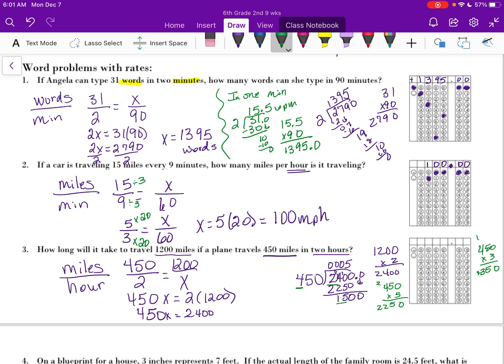1350 is smaller, so that'll work. What was it? 3. We're just going to subtract it. And that's going to give us 150 again.